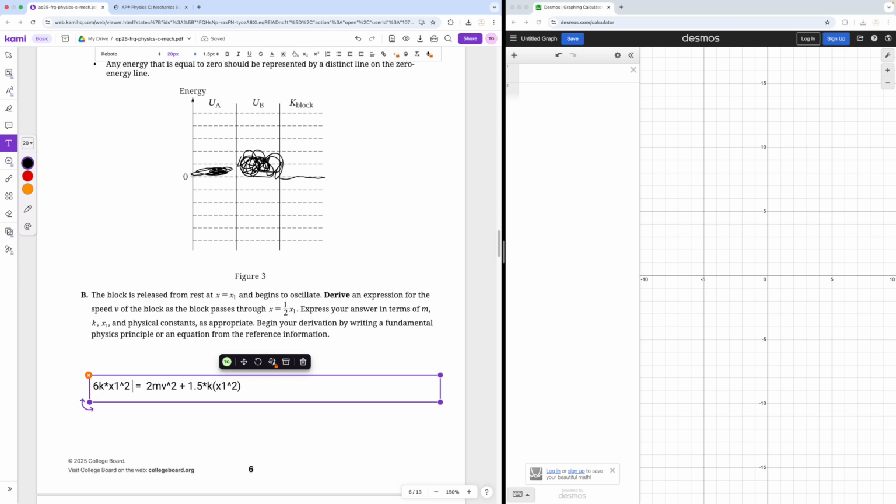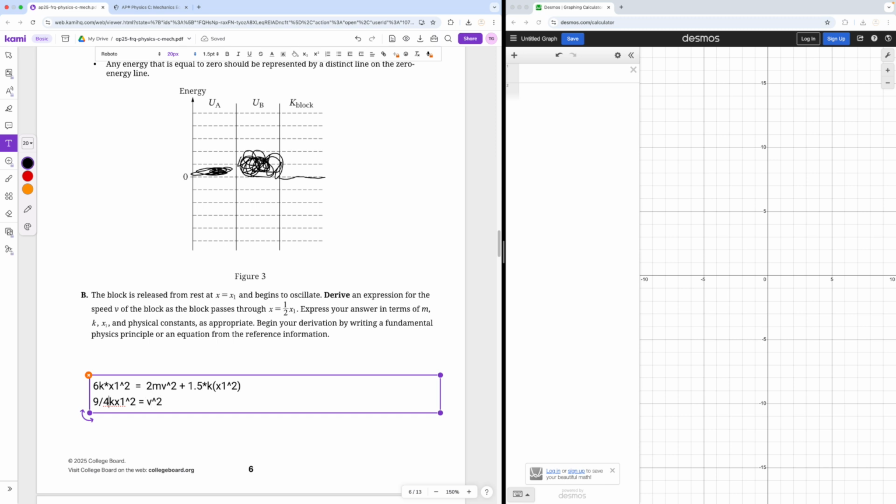Good. Now we can divide both sides. We can not divide, we can subtract both sides. And this gives us 4.5 x1 squared times k, 4.5 k x1 squared, is equal to 2mv squared. Well, what's 4.5? 4.5 is actually 9 over 2. And so let's divide by 2 again, giving us 9 over 4 actually. 9 over 4. So what's our final answer going to be? Remember, we're looking for velocity. So we're going to divide by m as well.